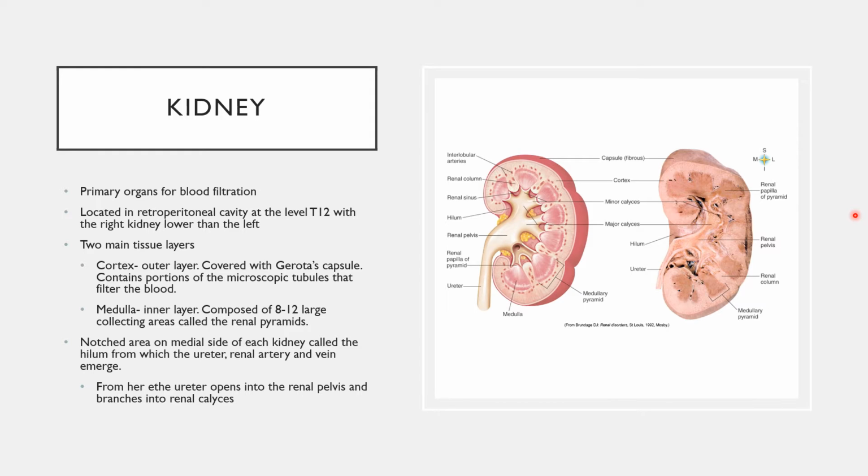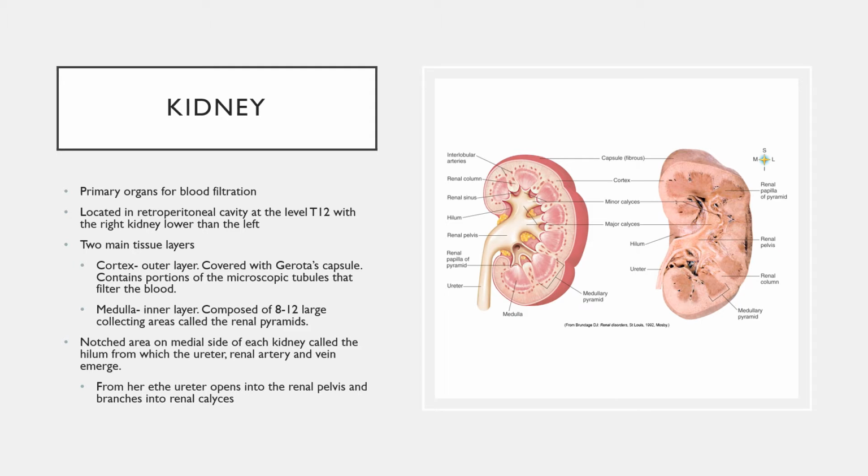From here, the ureter opens into the renal pelvis and branches into the renal calyces. And we can see that all here in this diagram. Here we see our hilum, our renal pelvis, and then our renal calyces breaking out here with the cortex, the medulla, and the medullary pyramid is right here.